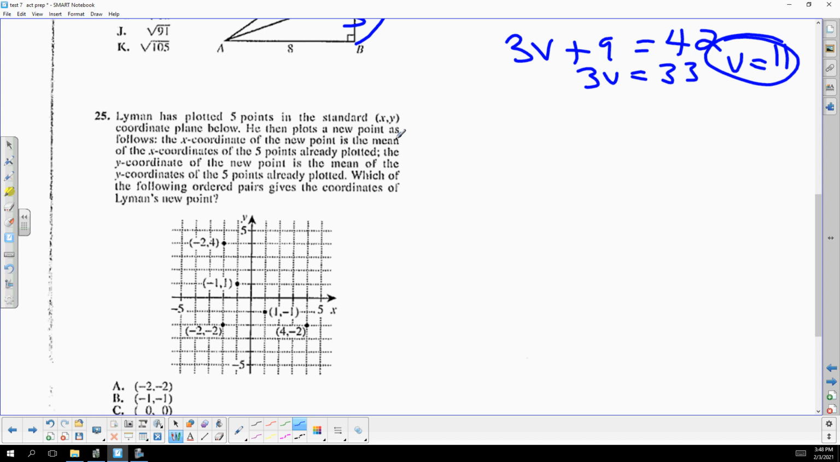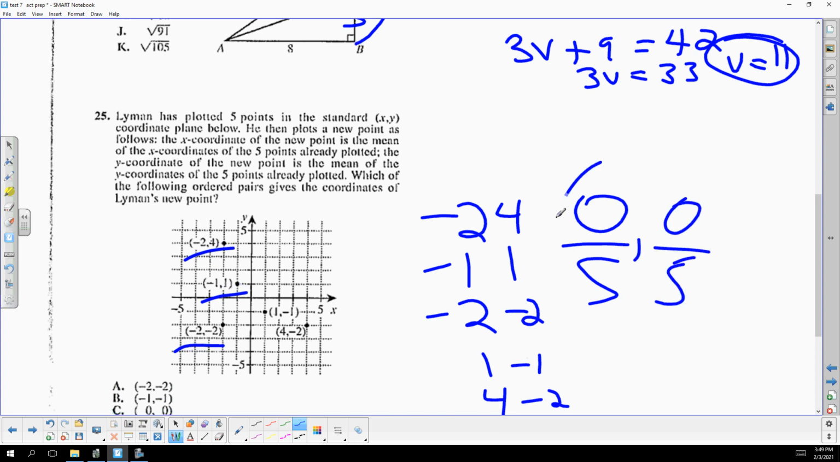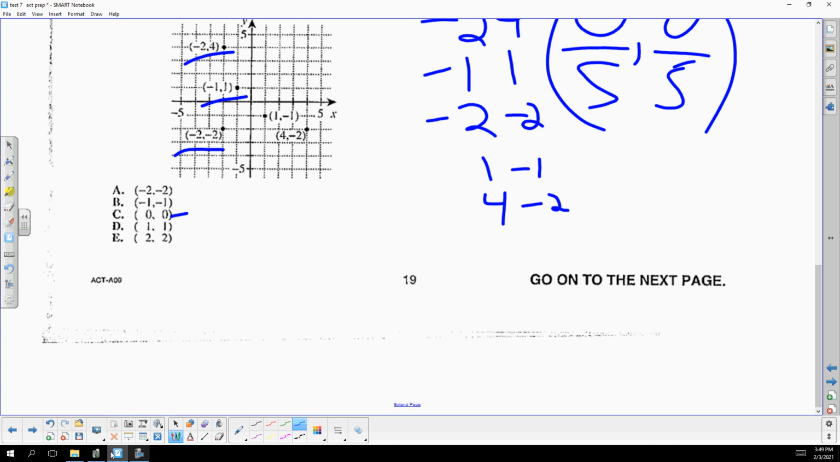Let's see what we're going to do. We're going to find the x is the mean of the 5 x's, and the y is the mean of the 5 y's. So let's add up the x's. -2, -1, -2, 1, and 4 is 0 over 5. And the y's are 4, 1, -2, -1, and -2. That's also 0. So the average for the so-called new point is (0, 0).